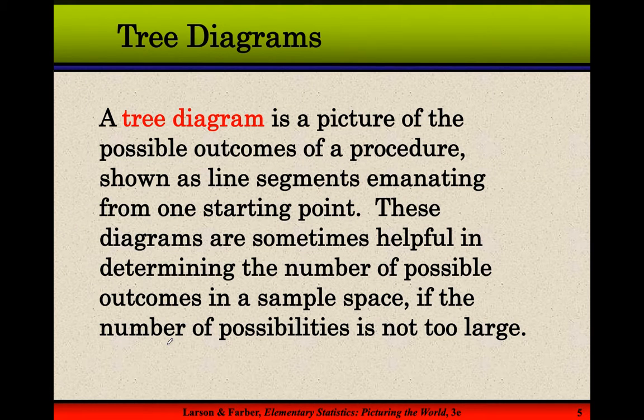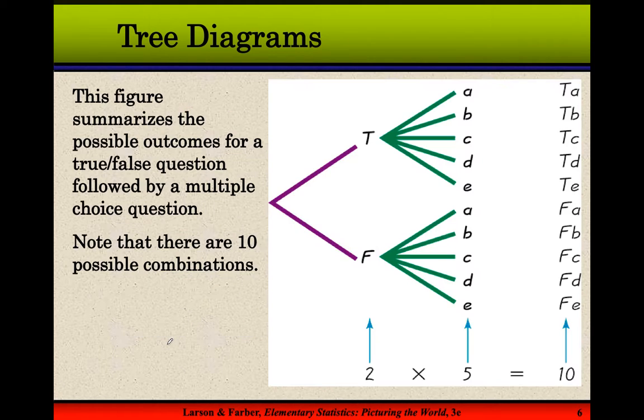Now, a tree diagram is a visual representation of our experiment. So it's really good for seeing what all the possibilities are. In this tree diagram, the purple represents answering a true-false question. So our possible answers are true-false. So each possibility gets its own branch. And then our multiple choice question comes after our true-false question, and there's 5 choices there.